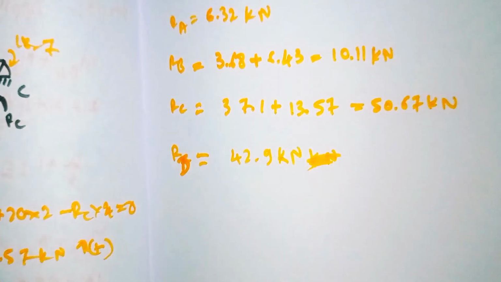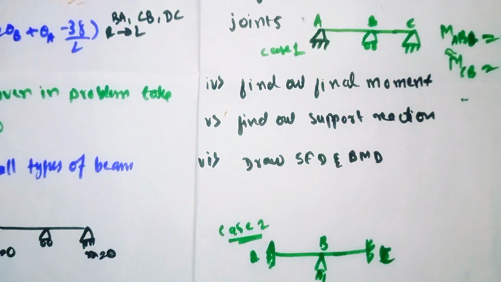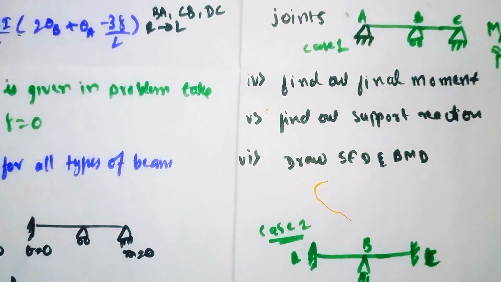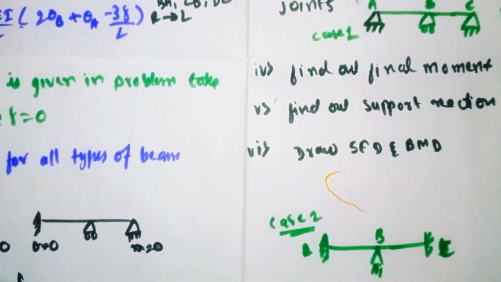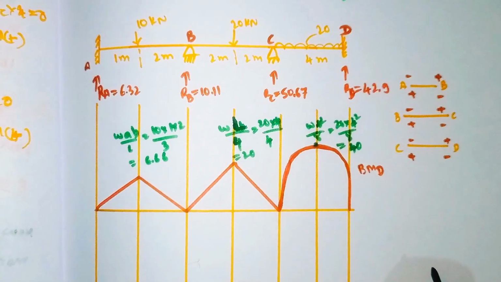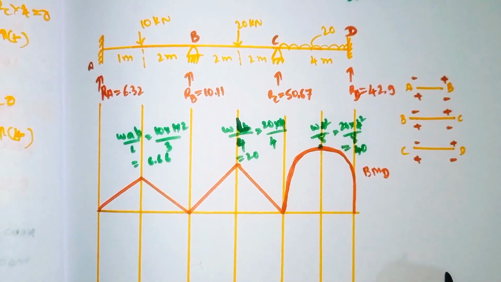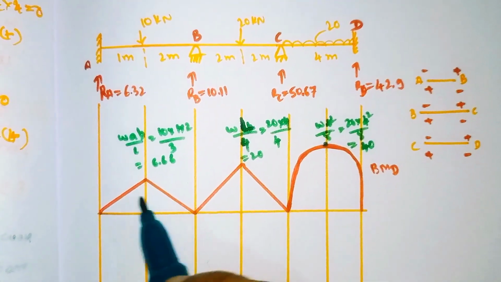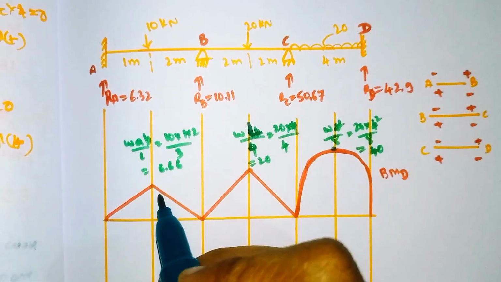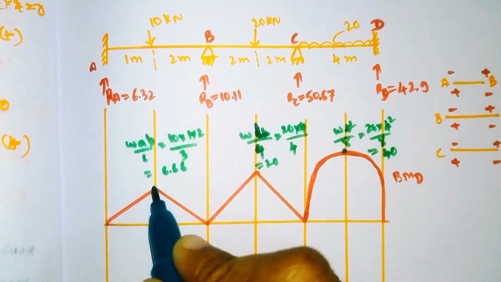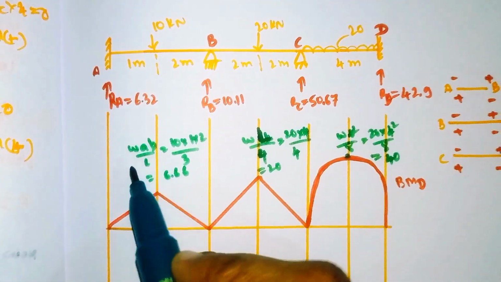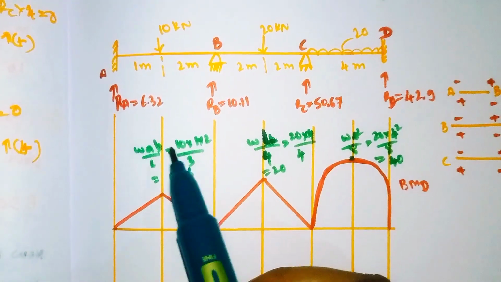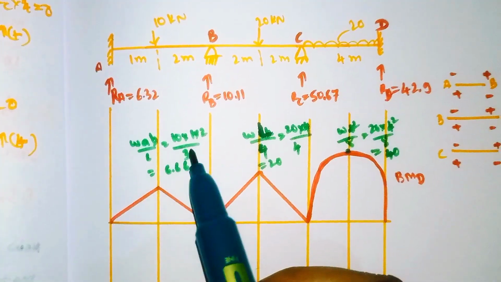So now we got the final reactions. Now we'll go for the drawing of SFD and BMD. This is our last step. I have already drawn the free body diagram of the bending moment. For finding the maximum height of this, we have the formula WAB divided by L, where W is 10, A is 1, B is 2 and L is 3.